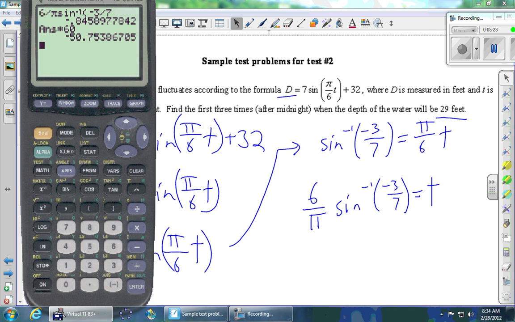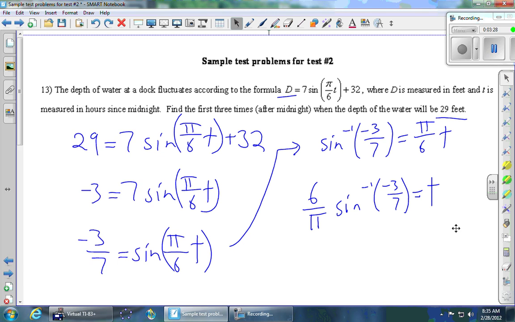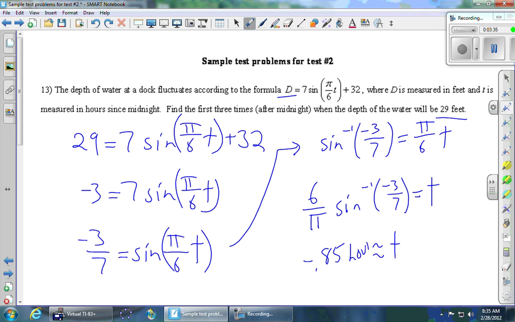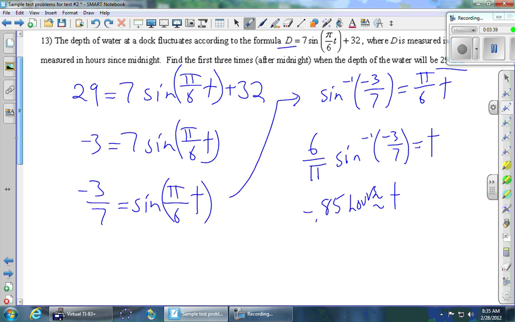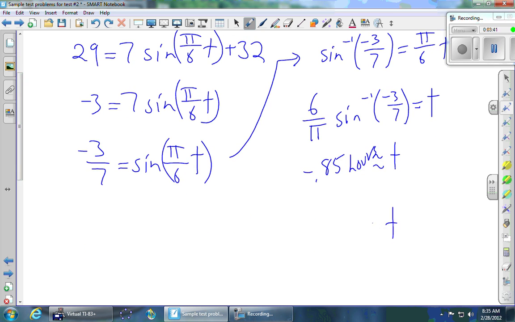So let's write that here. 0.84, so we'll say it's about -0.85. And that was hours. And really that means about -51 minutes. So that makes it around 11:09 p.m. It was before midnight. Okay, so that is an answer.